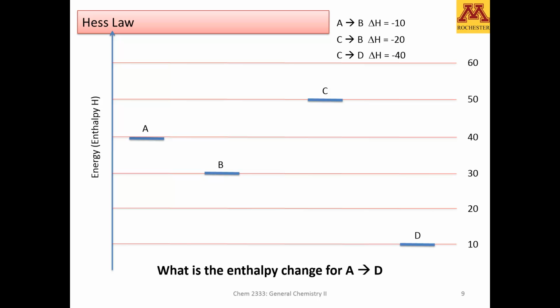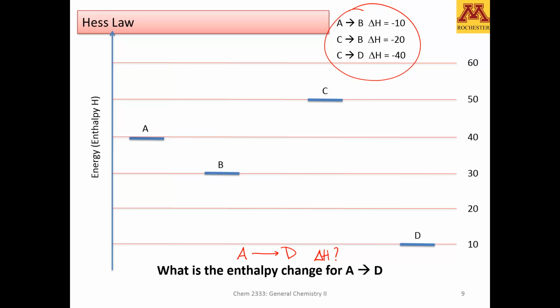To do that, we are going to come up with a metaphor, if you will. Say that you're interested in studying the reaction when A becomes D. A is your reactants, D is your products. What is the change in internal energy, the change in enthalpy, which is similar to the internal energy? How can we calculate that if we know changes in internal energy from other reactions?